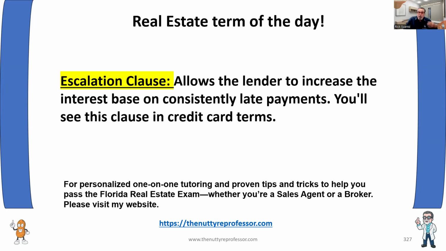It's also used because you did not use the property for what it was intended. Let's say you were supposed to use it as a single family and you gut it out and turn it into an apartment complex, completely illegal. They have the right to come in and say, you're messing up our property because it's ours just as much as yours, and therefore we're going to change the interest rate. That is the definition of an escalation clause, also known as an elevator clause.